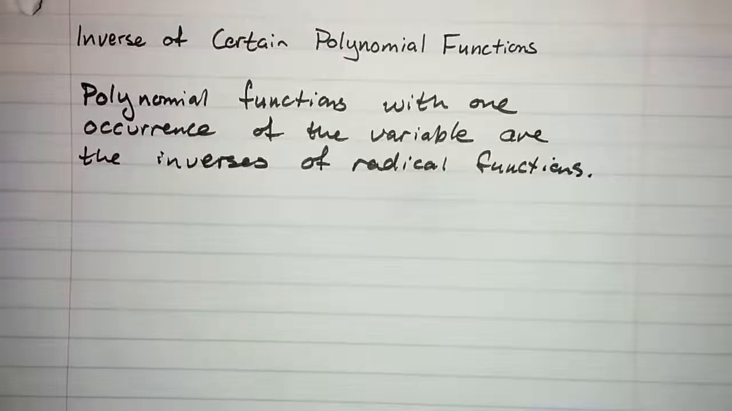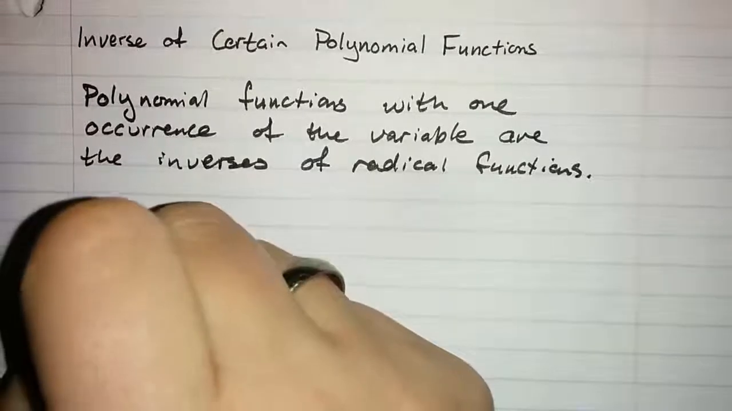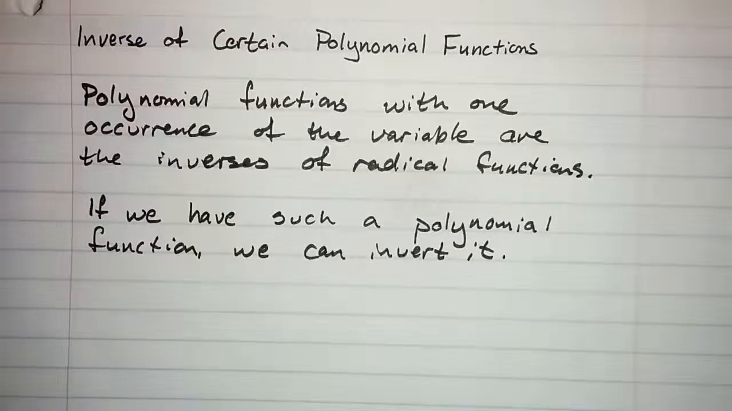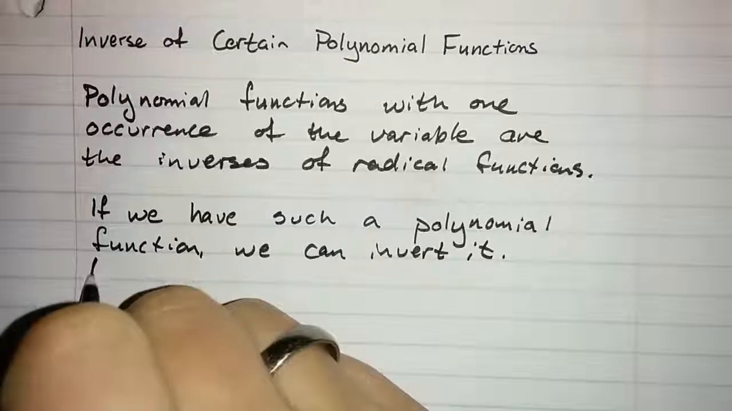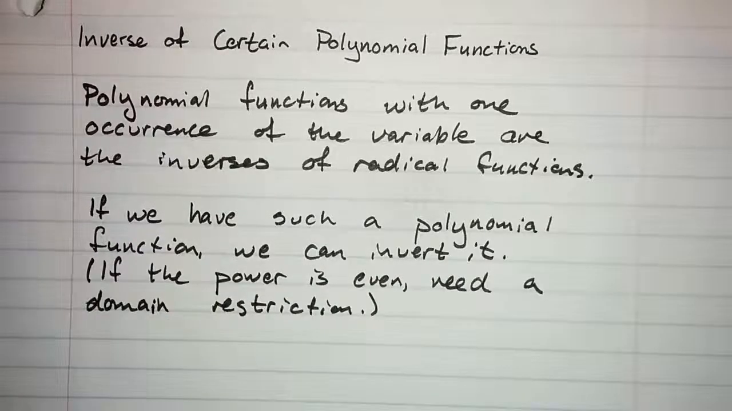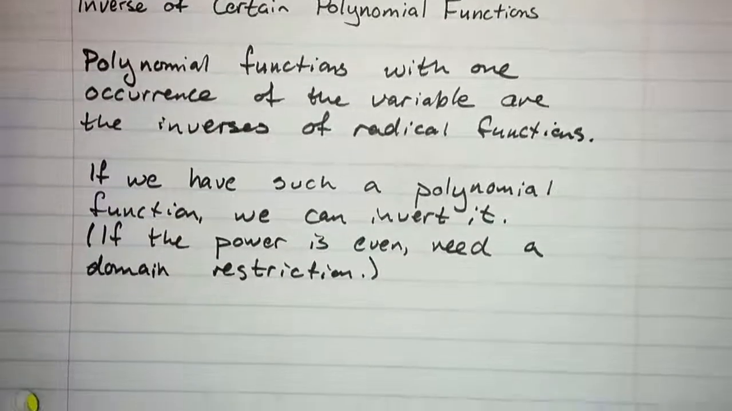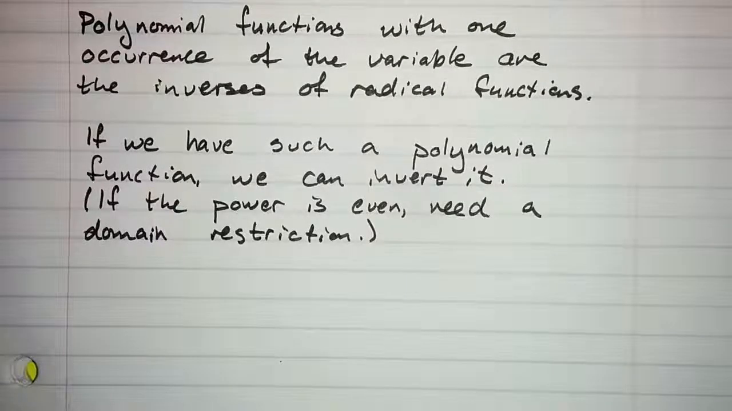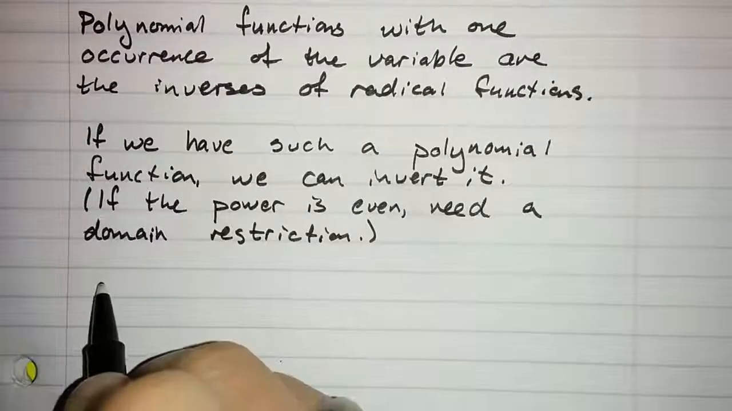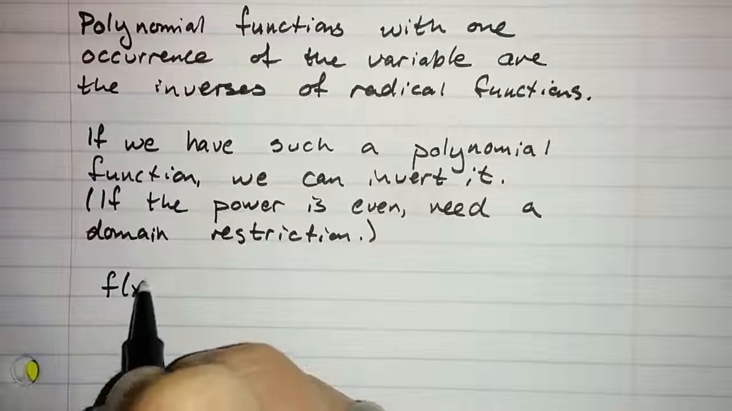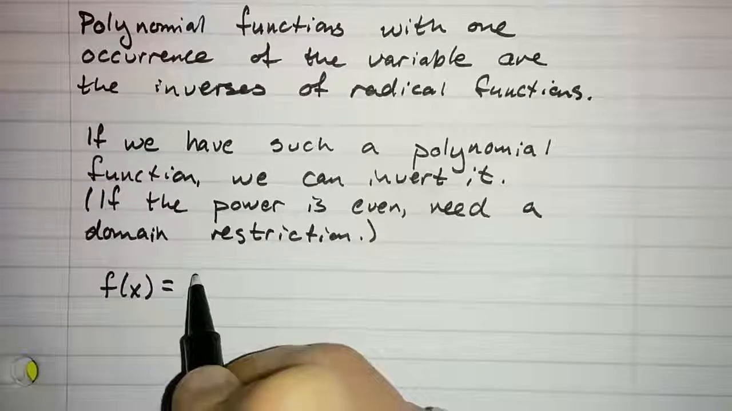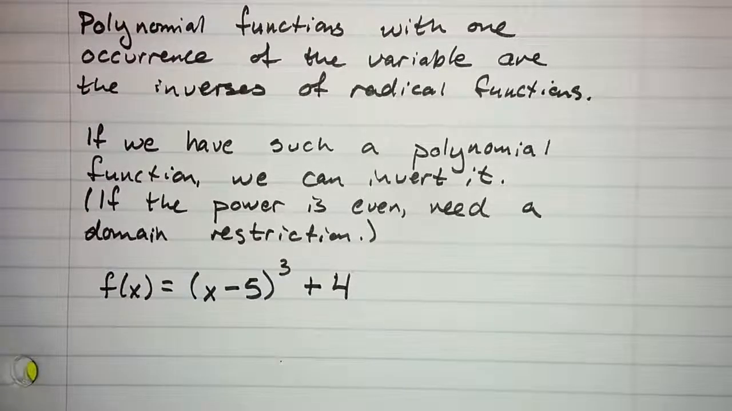If we have a polynomial function with one occurrence of the variable, we can invert it. Now, one small thing to mention: if the power is even, we need a domain restriction. But more on that later. Let's see one with an odd power first. Let's say f of x is (x minus 5) cubed plus 4.